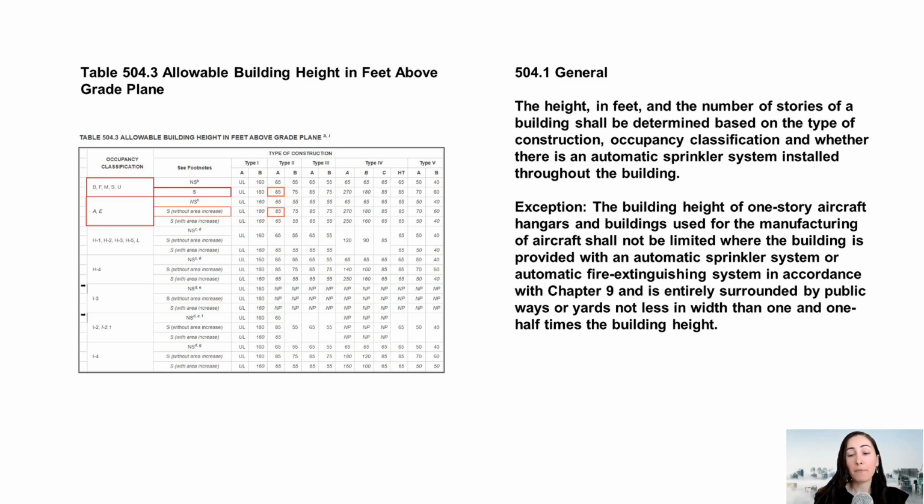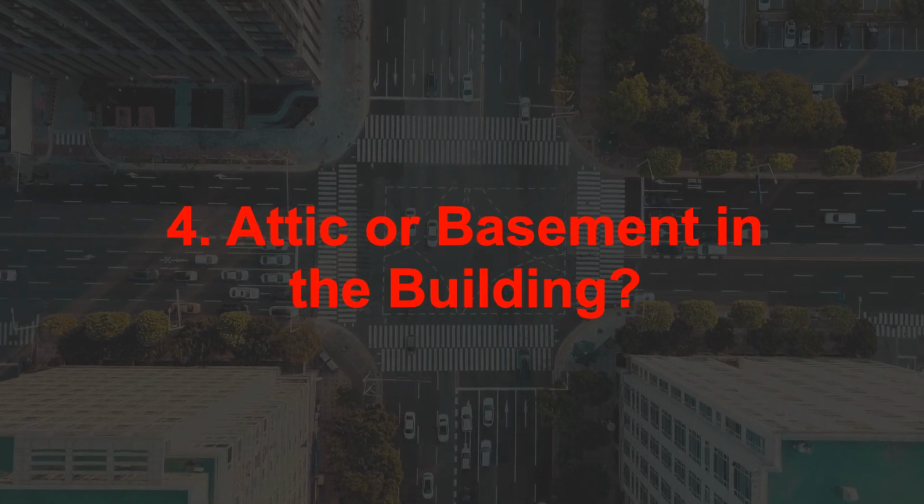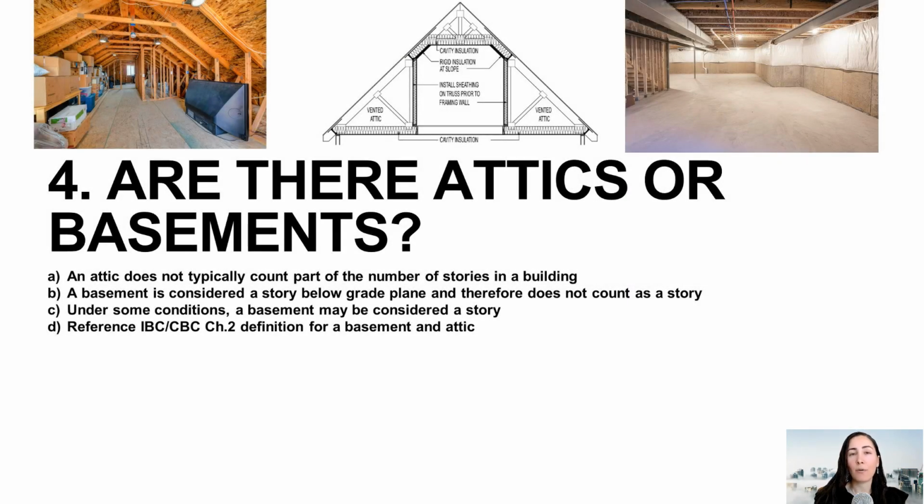The next step, step 4, is: do we have an attic or a basement, and do these count as part of the number of stories in the building? Per the IBC or CBC, an attic is not a story, so it cannot be a story above grade plane. An attic is simply the space between the ceiling beams of the topmost story and the roof rafters. The concealed space may extend from immediately below the roof sheathing to the ceiling membrane below. An attic is not a story, it's not an occupiable space or an exit access.